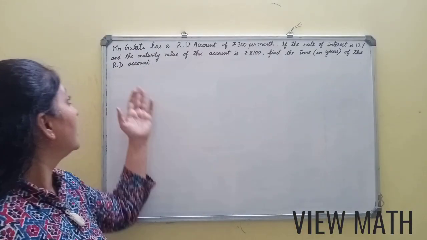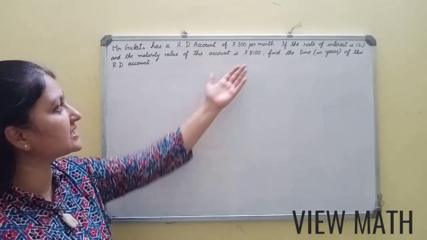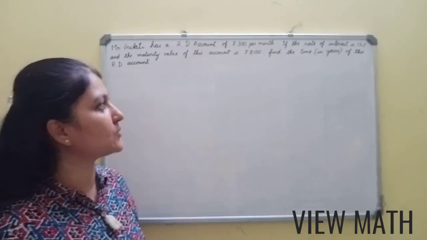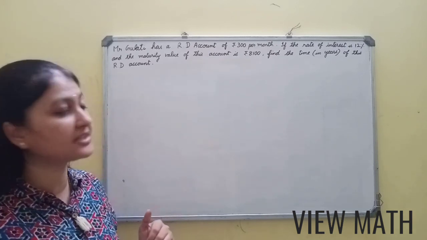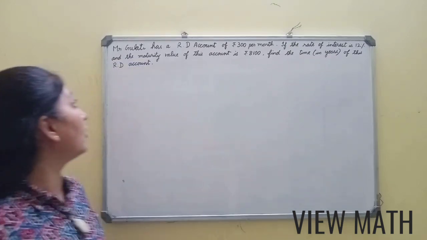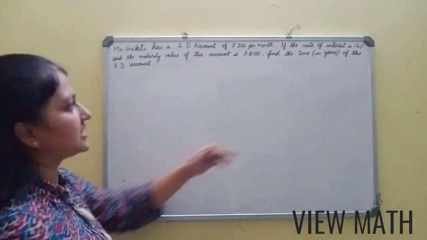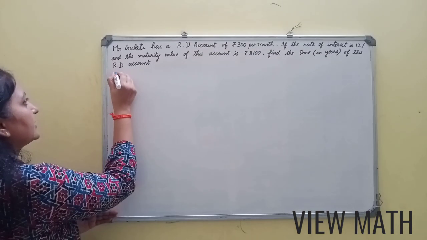Next problem. Mr. Gulati has a recurring deposit account of rupees 300 per month. If the rate of interest is 12% and the maturity value of this account is rupees 8,100, find the time in years of this RD account. Now let me start. Here also they are asking us to find the time, that is n value they are asking us to find.